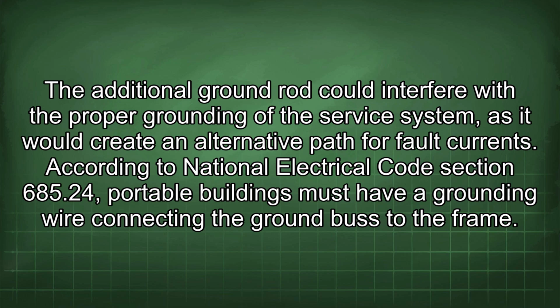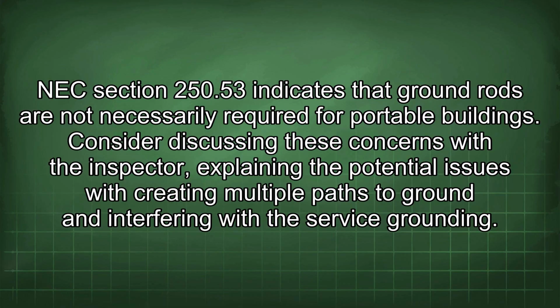path for fault currents. According to National Electrical Code Section 685.24, portable buildings must have a grounding wire connecting the ground bus to the frame. NEC Section 250.53 indicates that ground rods are not necessarily required for portable buildings.